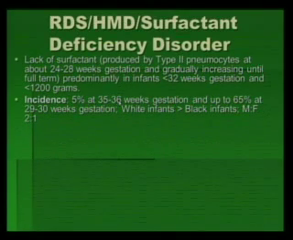Incidence: at 35 to 36 weeks gestation, about 5% can have it, up to 65% at 29 to 30 weeks. It says Caucasians more than African Americans, but every baby can have it. Male to female is 2 to 1, but both sexes definitely get it.